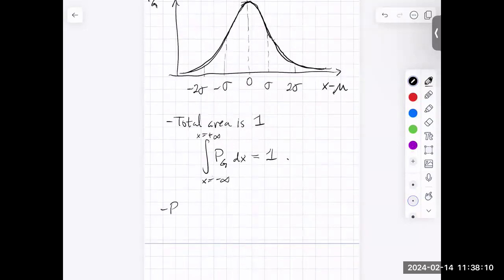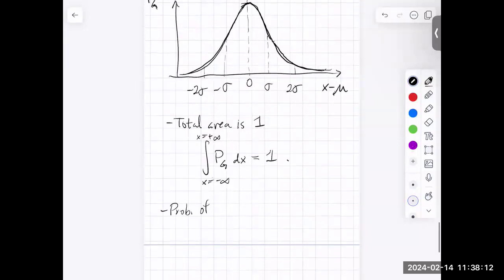So the probability of a measurement falling between x and x plus dx is, well, all you would do is you would find wherever that is on your graph, and you would say, okay, this is my value of x, or my x minus mu value. And then I just go up and we pick some width dx.